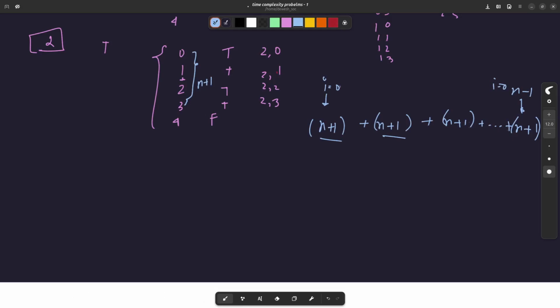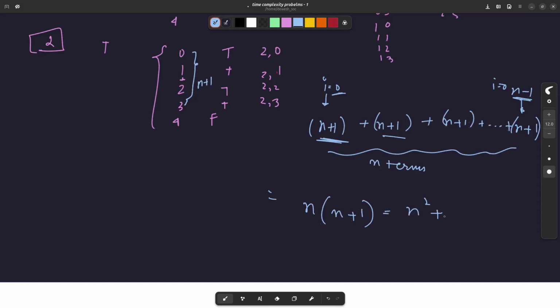So how many terms will be there? i is going from 0 to n minus 1, and for each value of i we are doing n plus 1 work. So from 0 to n minus 1, there are n terms in total. If there are n terms, then it is just n multiplied by n plus 1, which is n square plus n. This is the total number of iterations. Now, ignore the lower order term, ignore any constants, and put whatever is left inside big O notation. That is your answer, n square.